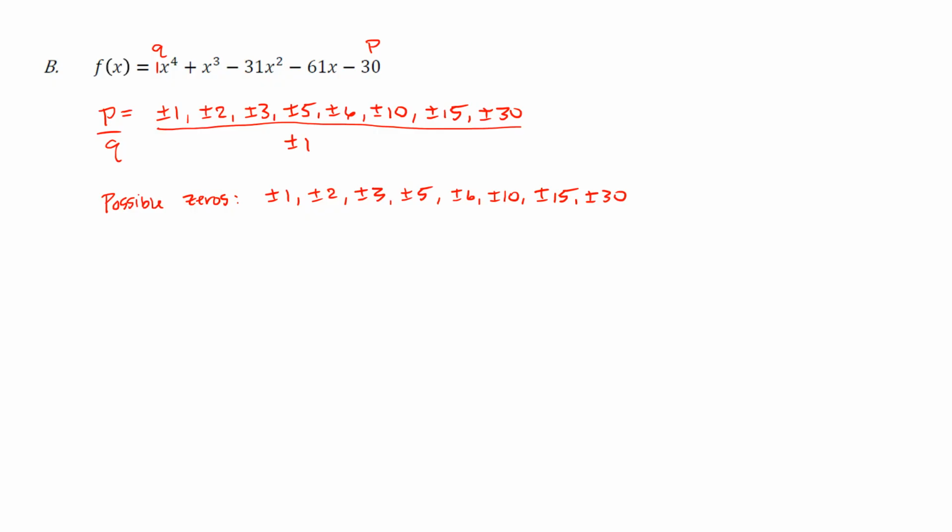So to get started, I would take my function f of x and plug it into my calculator in y equals. I would go second graph to go to my table, and I would then see that I have a 0 at -1. So let's divide our polynomial by -1. So we'll set up our synthetic division.